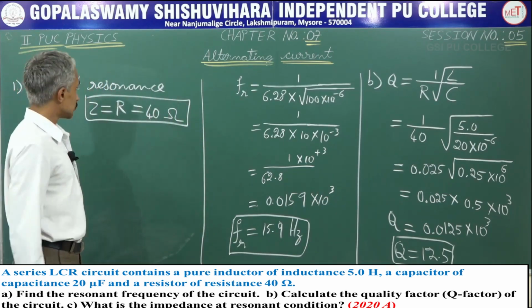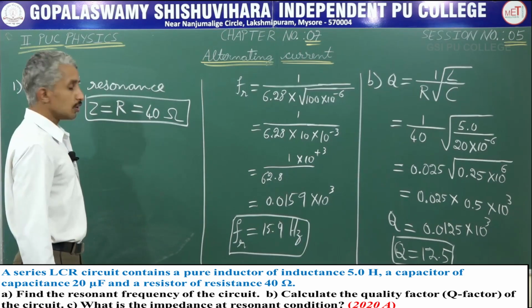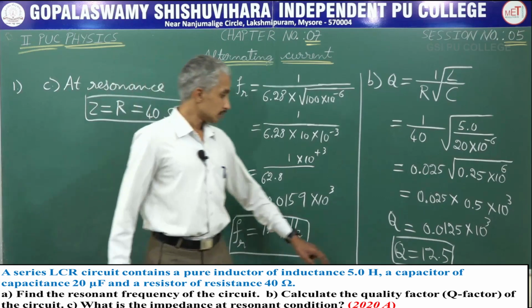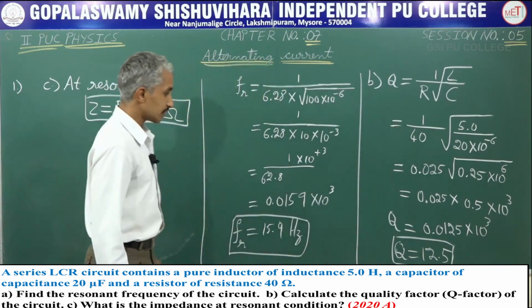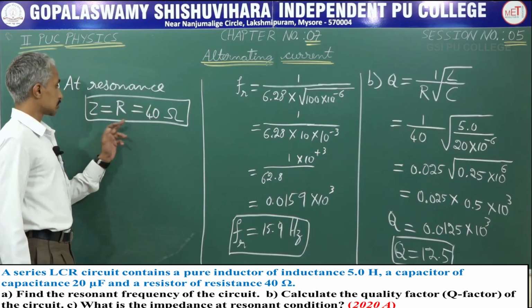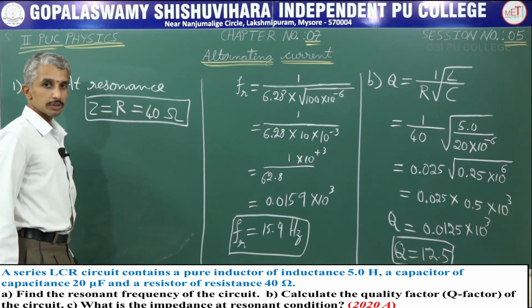So that's it, we have solved the numerical one. We have found the resonant frequency, which is 15.9 hertz. We have found the quality factor, which is 12.5, and finally impedance at resonant condition is equal to resistance, which is 40 ohm. Let us proceed further.